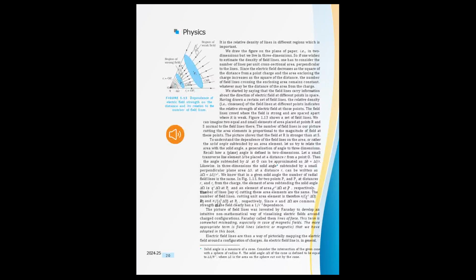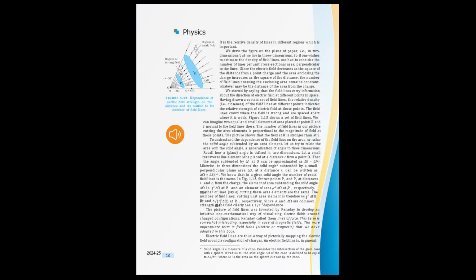We draw the figure on the plane of a paper, that is in 2 dimensions, but we live in 3 dimensions. So if one wishes to estimate the density of field lines, one has to consider the number of lines per unit cross-sectional area perpendicular to the lines. Since the electric field decreases as the square of the distance from a point charge and the area enclosing the charge increases as the square of the distance, the number of field lines crossing the enclosing area remains constant, whatever may be the distance of the area from the charge.